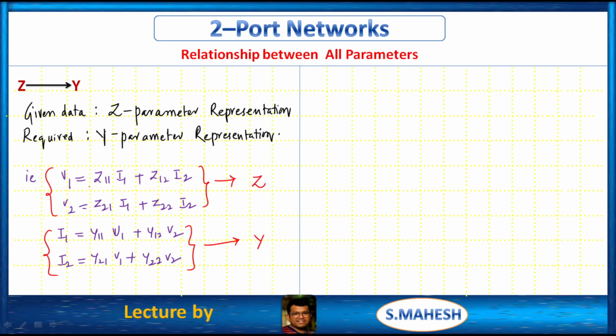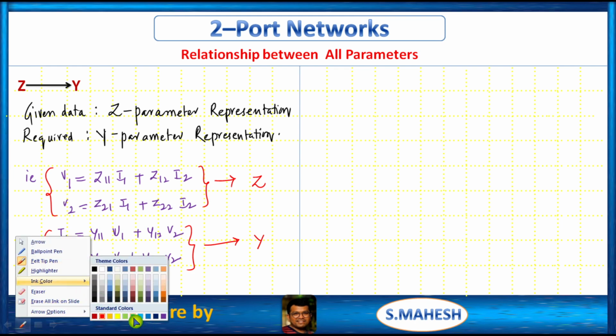Means we have to manipulate the given data equations to match the equations of required data. Here we have V1 and V2 as independent variables, and I1, I2 as dependent variables. Like that, in case of Y parameter representation, I1 is dependent, V1, V2 are independent. So we have to match the equations of Z parameter representation to Y parameter representation. That is the key point to get the required data.